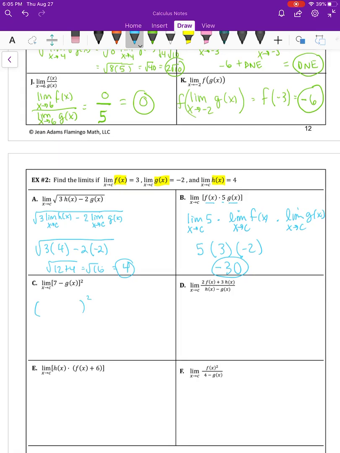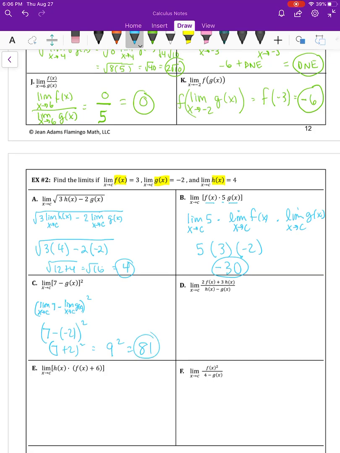This whole thing to the second power, and this is going to be limit of a constant, 7, minus limit of g of x. So limit of a constant is a constant, minus limit of the g of x, so it's minus a minus 2 squared. So 7 plus 2 squared is 9 squared, 81.